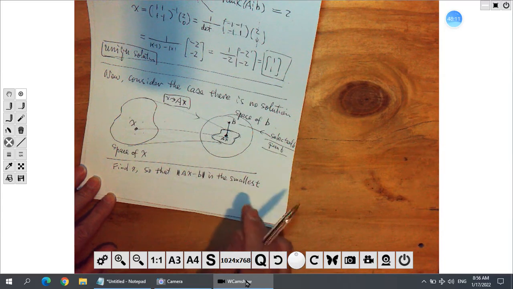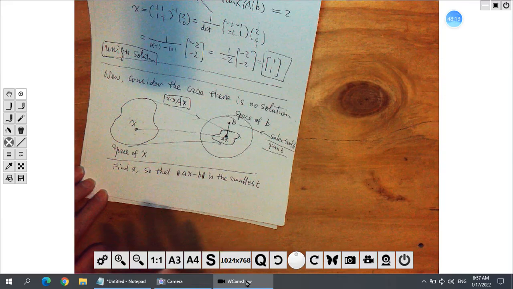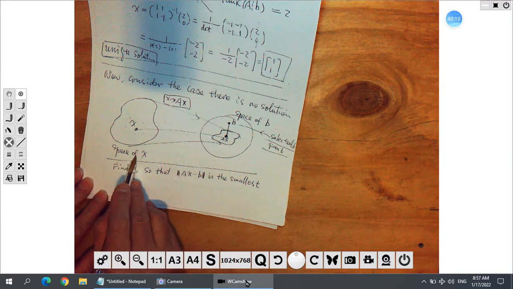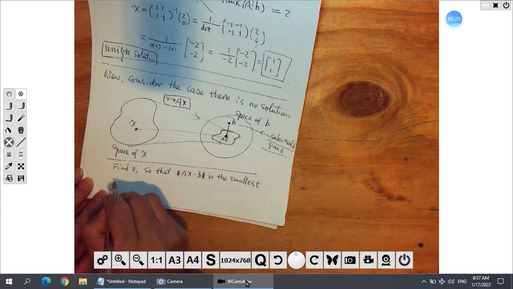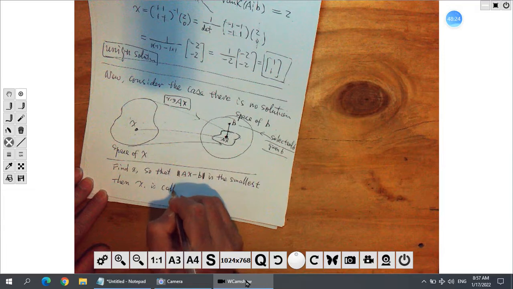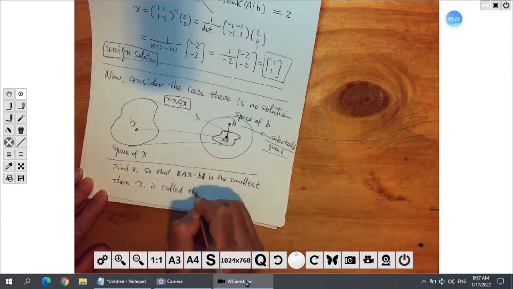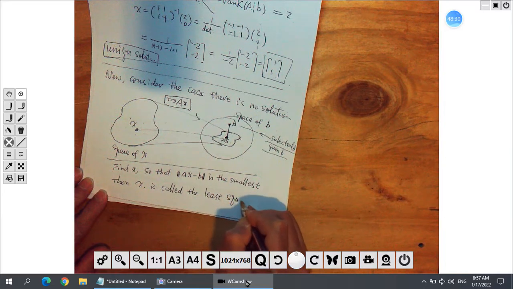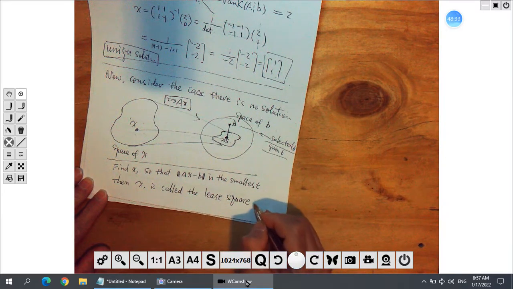Okay, now we have a point. We can use that X as the solution. Then X is called the least square error solution.